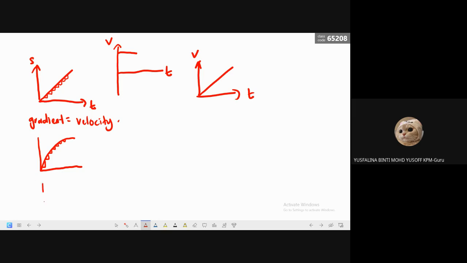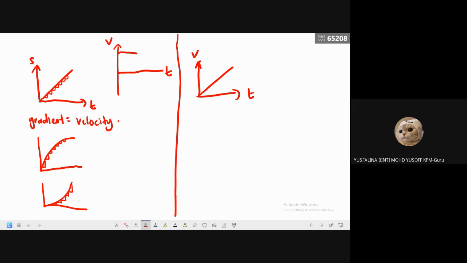But let's say I give you another one, a curve like this. If you draw the triangle, the size of the triangle is increasing, so the gradient is increasing. So the velocity also increases. Then if you draw the graph, the velocity goes up like that. So we go back. That is for displacement against time. I already mentioned the gradient represents the velocity. Please don't forget that.